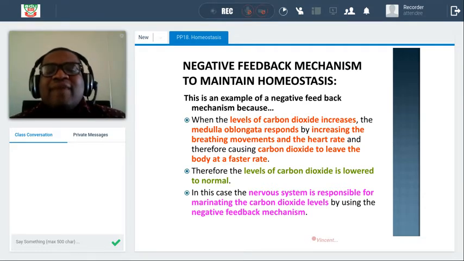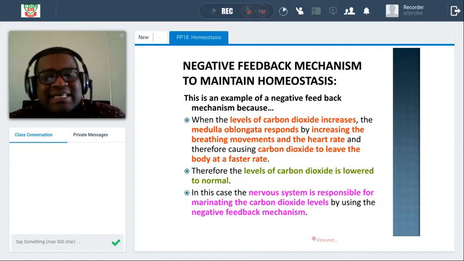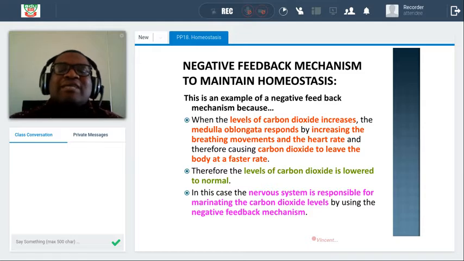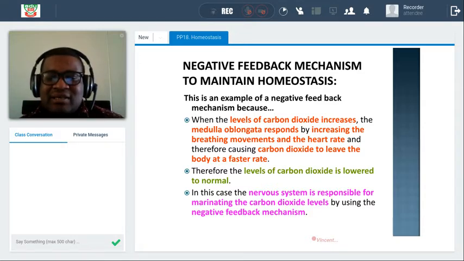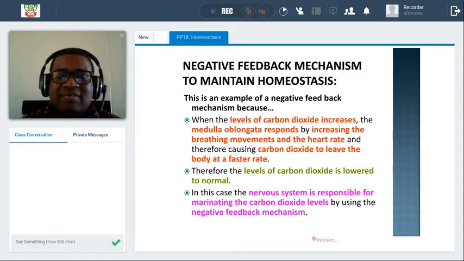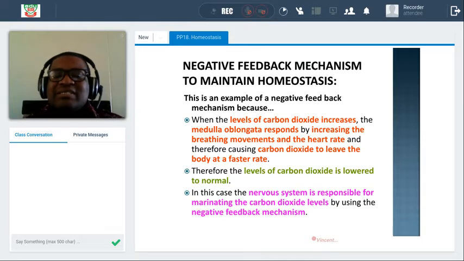So when the level of carbon dioxide increases, the medulla oblongata responds by doing what? Increasing the breathing movement and the heart rate, and therefore causing carbon dioxide to leave the body at a faster rate. So you see that this is an example of negative feedback mechanism. Therefore, the carbon dioxide level is lowered to normal. So in this case, the nervous system is responsible for maintaining the carbon dioxide level by using negative feedback mechanism. So you have to regulate the carbon dioxide level by feedback mechanism.